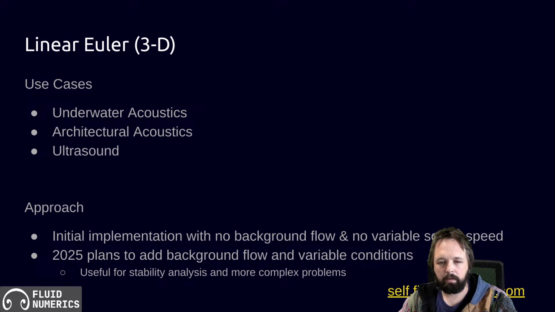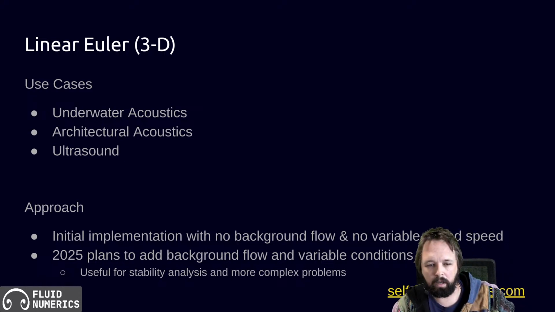Now, ultimately, we want to do some pretty complex stuff, where you can have background flow, where you can have changes in the background density field or temperature field, so that you have variable sound speed and background state. Today, we're looking at basically linear in a quiescent fluid. But we do have plans to add in some of those things as we baby step our way to the more complicated problems.